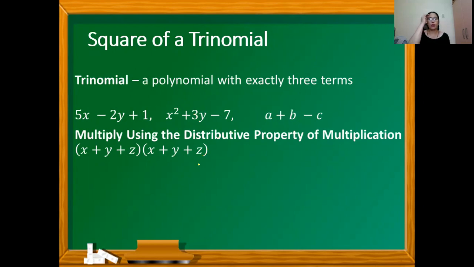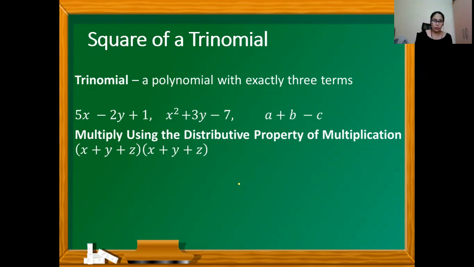Now, before we work on squaring a trinomial, let us recall how we multiply two trinomials. Actually, the product of x plus y plus z and x plus y plus z is the same as the square of x plus y plus z. So that is what we're going to work out and come up with a pattern whenever we square a trinomial. Recall that in multiplying polynomials, we always distribute all the terms of the first factor to all the terms of the second factor. And then we simplify by combining like terms.